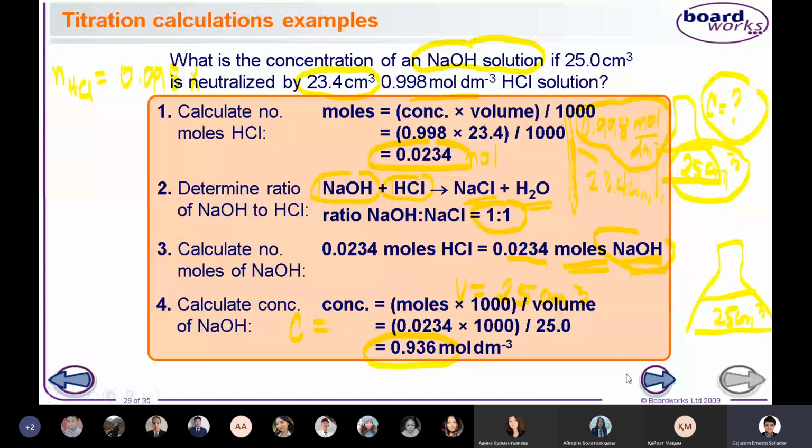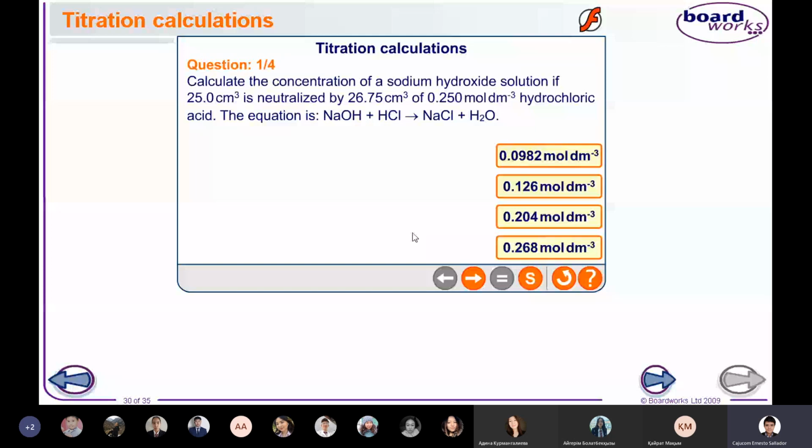Okay, so let's do this. I will help you out with this one first, but I need you to work with me. We will do some calculations over here because I cannot write in the animation page. Calculate the concentration of sodium hydroxide solution if 25 cm cube is neutralized by 26.75. So you have here the volume of the acid, the concentration of the acid, and then you have here the equation. Maybe you can try this. Everybody, please try it first. Write your answer in the chat box. Then I will discuss how to arrive at the correct one. Do it now.